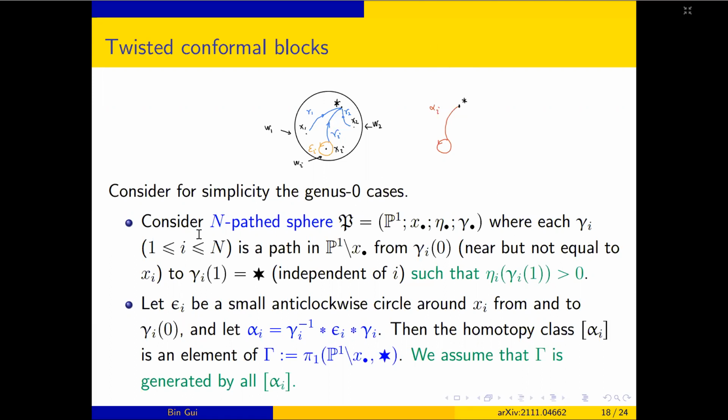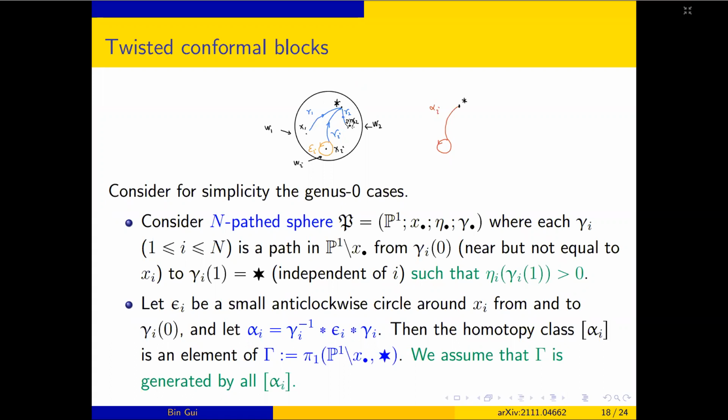Here are some details. I will call this data an n-pass sphere. This means that you have a sphere and n distinct mark points. At each mark point, you have a local coordinate eta. But besides the mark points and local coordinates, I also have a path. The path goes from a point close to, but not equal to, the mark point, to a common endpoint. These blue curves are the paths. I need a path to define the twisted conformal blocks, and it turns out that this definition depends on the homotopy classes of these paths.